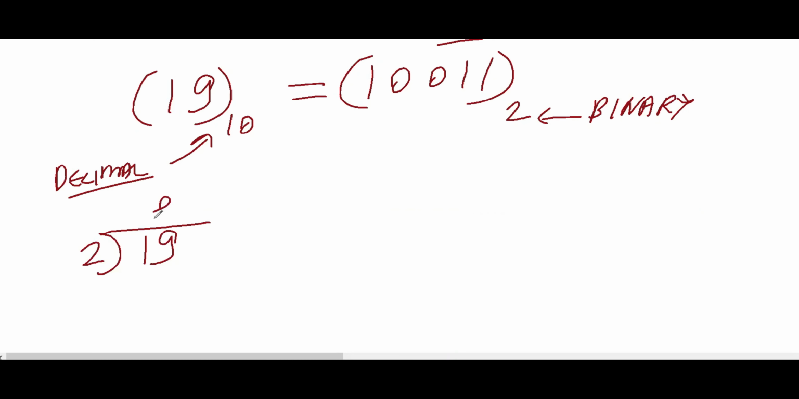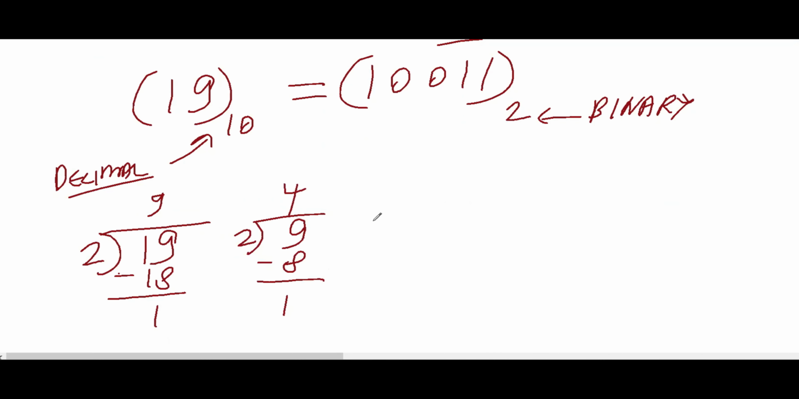Okay, so 2 8s are 16. No, not 8, I need to take 9. 2 9s are 18. So I will get remainder as 1. Then again I am going to take this 9 as the dividend and divide by 2. 2 4s are 8. I will get again 1.